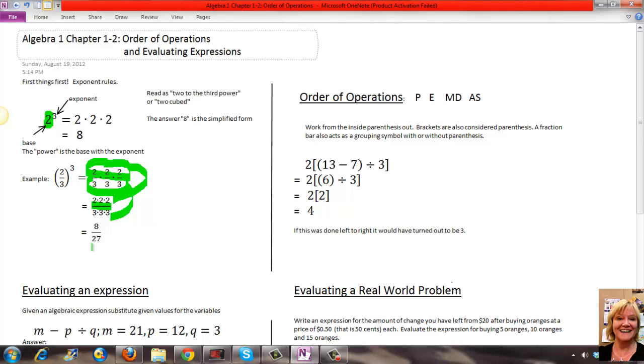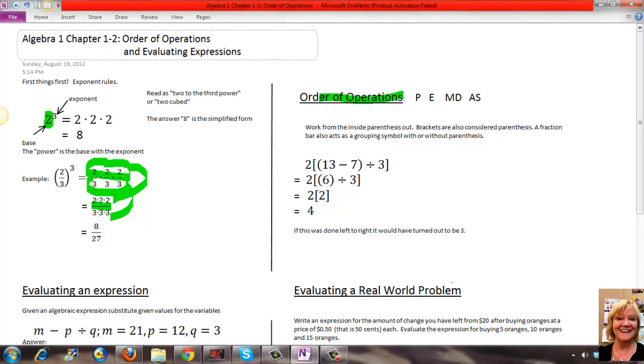So once you multiply those out, 2 times 2 is 4, times another 2 is 8. So that's how the 8 lands in the numerator position. And then 3 times 3 times 3 is 27, and it lands in the denominator. Okay, so once you understand a little bit about exponents, then you can move on to the order of operations.